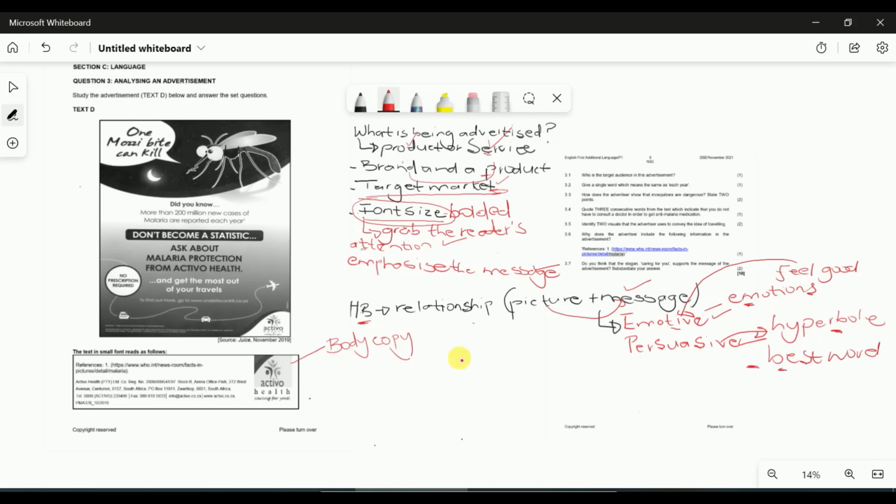So after reading the message of any particular advert, you should be in a position to identify, okay, this kind of message, after reading, I can deduce and conclude that it's emotive if it is connected to or evokes emotions, or is persuasive. And then at times we can also have what you call a body copy. A body copy is just an extract that is highlighted, like this box here, that advertisers will use to include additional information or important details about the particular advert.